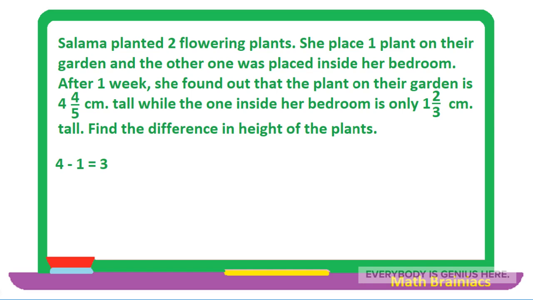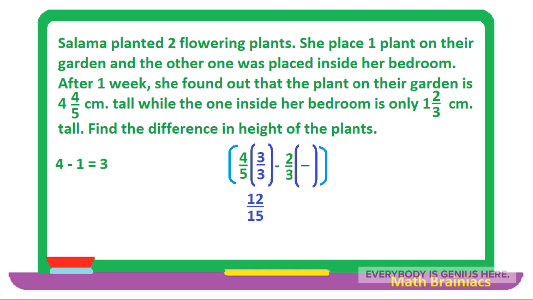So we're going to work on the whole numbers first. We're going to subtract 1 from 4, and it will give us 3. Then we can work on the fractions. Therefore, 4/5 minus 2/3. But you can see that the denominators are not the same. We need to make it the same first. The lowest common multiple of 5 and 3 is 15. So we can multiply 4/5 by 3/3 to make the denominators equivalent to 15. Correspondingly, 4 times 3 will give us 12, and 5 times 3 will give us 15.